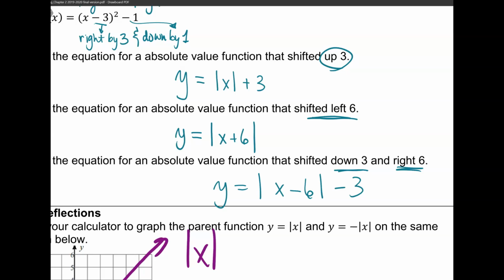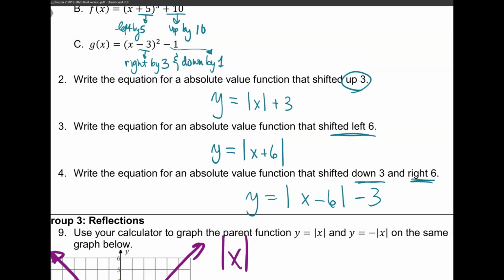Exactly. So vertical is just whatever it is. If it's down by 3, it's -3. Up by 10, it's a +10. But the horizontal is where it's tricky. If I'm going to the right by 6, that would be a -6 inside. Perfect. All right. So now we can totally finish the rest.